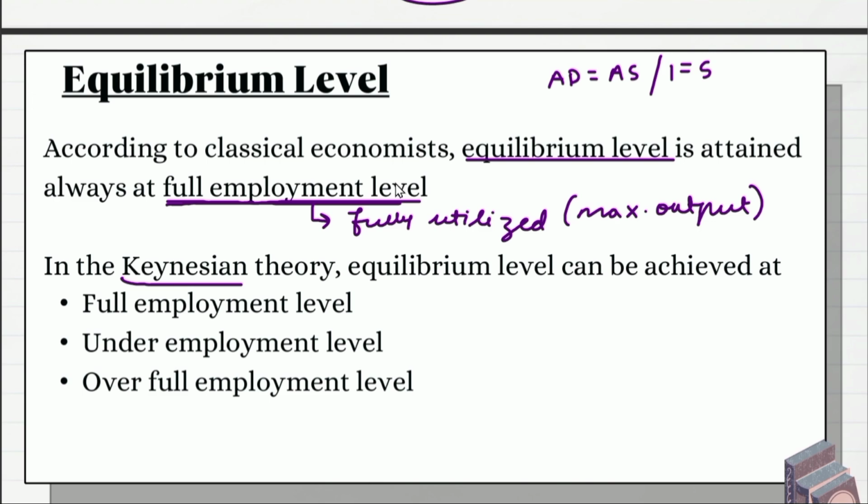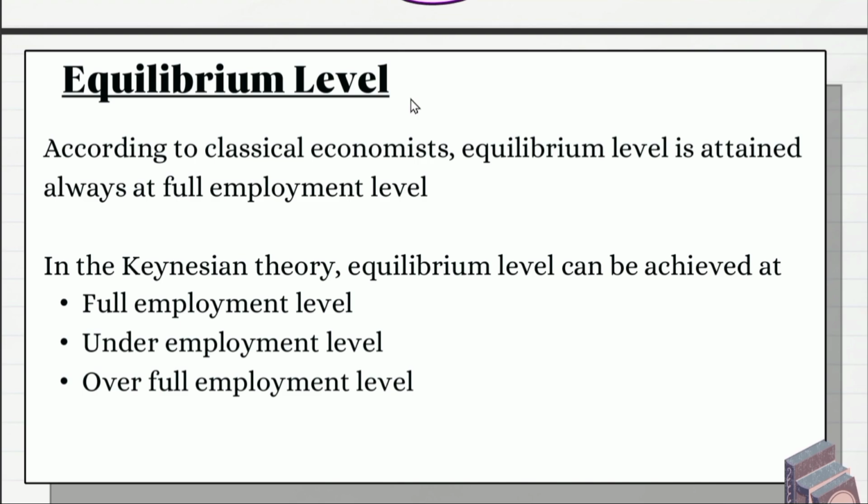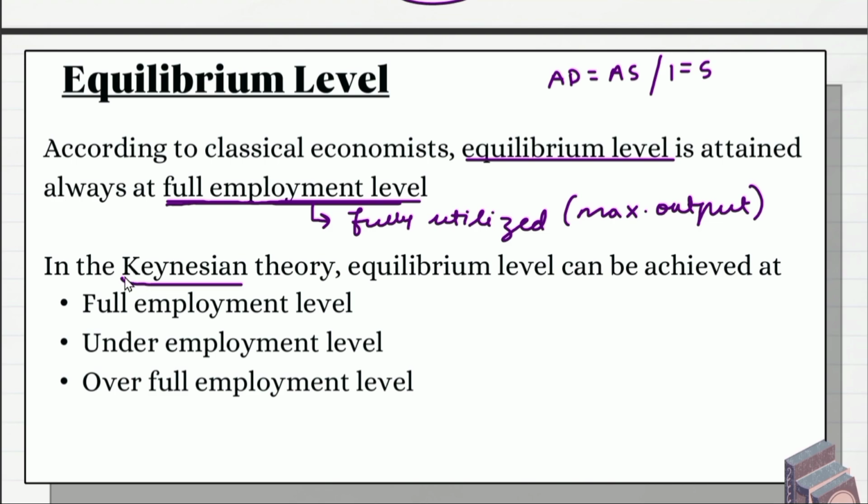So according to classicals, that equilibrium will be only at full employment level. But AD and AS may be equal even when resources are not fully utilized. That's what Keynes has mentioned in his theory. So Professor Keynes says that equilibrium level can be achieved. What is equilibrium level? When AD is equal to AS or when I is equal to S.